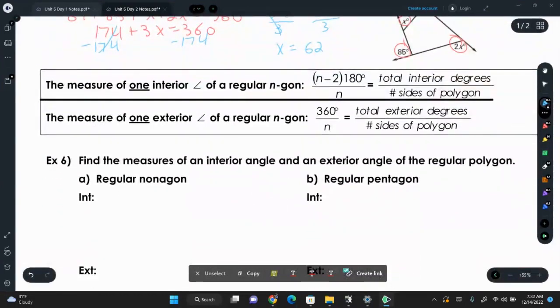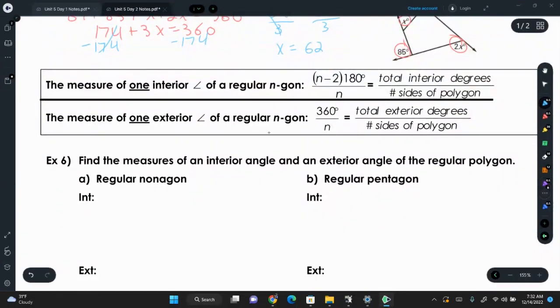Now, taking that step a little bit further is if we want to find the measure of an interior and exterior angle of a regular polygon. The key for both of these formulas is regular, where all the sides are the same. You take the sum of the interior angles and divide by how many sides there are. And then for exterior, you take 360 and divide by how many sides there are.